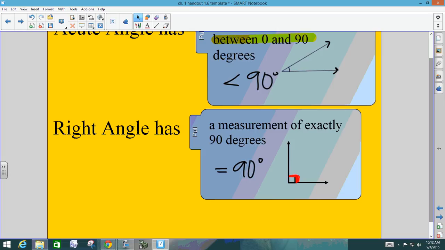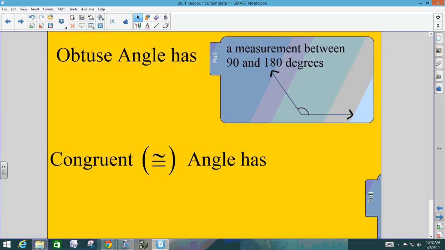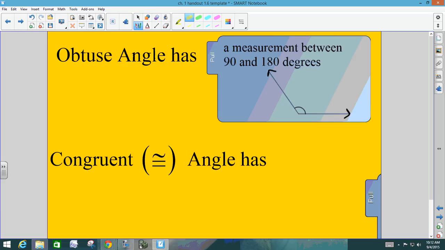How about an obtuse angle? It's between 90 and 180. Can it equal 90? No, but it could be like 90.5 degrees, couldn't it? An obtuse angle goes between 90 and 180. They're big. They're obtuse. Acute. They're small. They're acute.